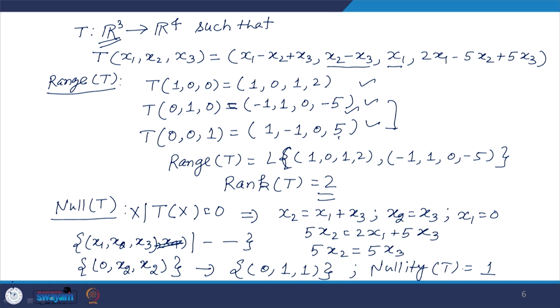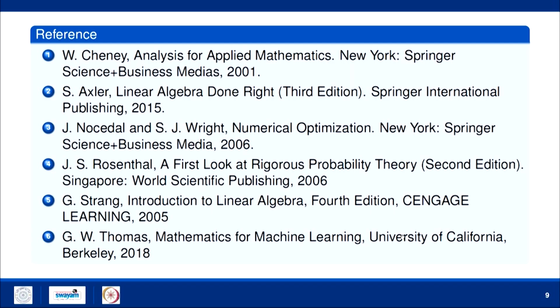So, rank is 2, nullity is 1, and rank plus nullity equals 2 plus 1, which is 3, the dimension of this vector space. Hence, we are verifying the rank-nullity theorem. In this lecture we have learned a very important concept of linear algebra. In the next lecture we will see some more properties of linear transformations.